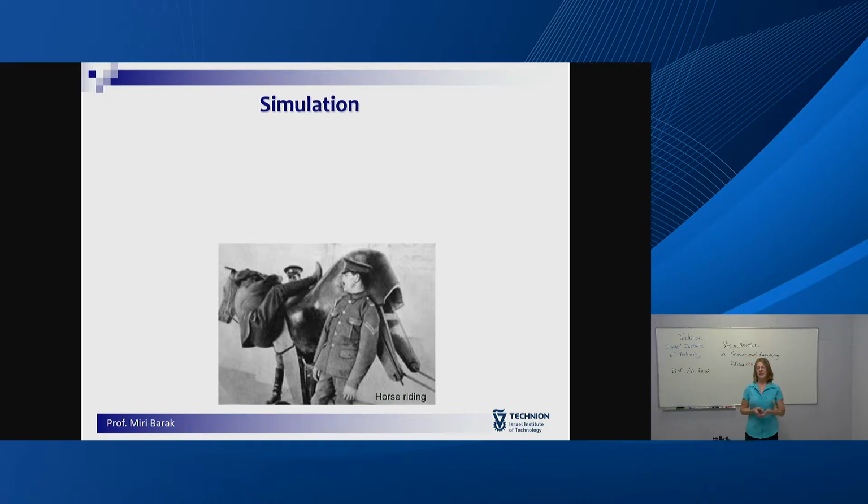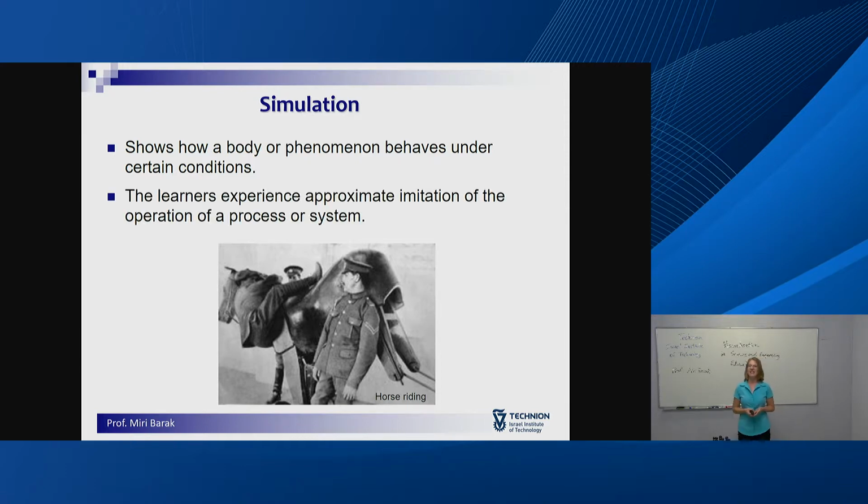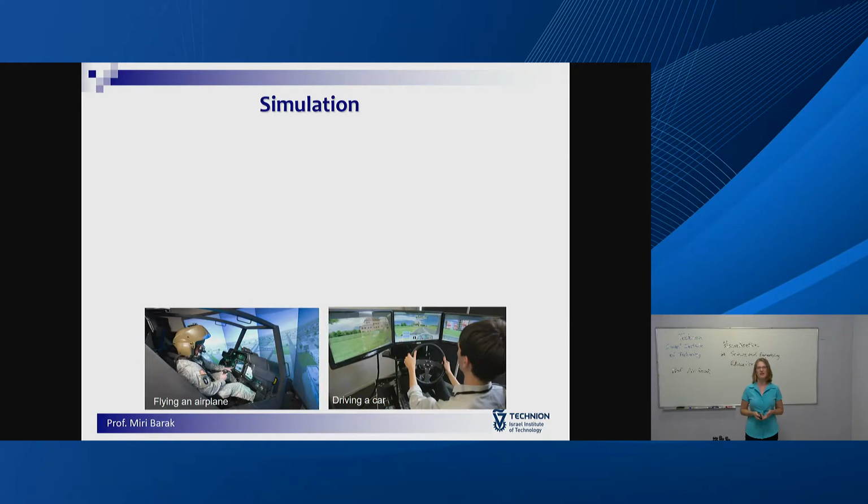Moving to simulations, this is another example of a horse, but this is an example of a simulation for a horse riding simulation. And this is a picture taken at the beginning of the 20th century of the Canadian police force. And this is a simulation of helping a policeman learn how to ride a horse. So simulations actually show a body or a phenomena, how it behaves under certain conditions. The learner is experiencing approximate imitation of the operation of the process or the system.